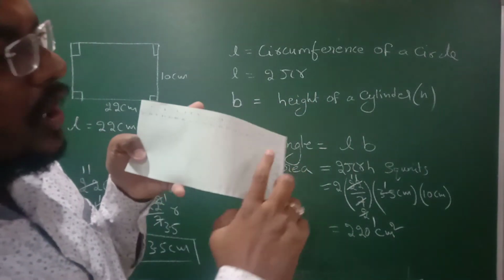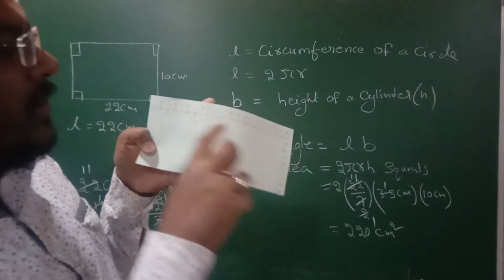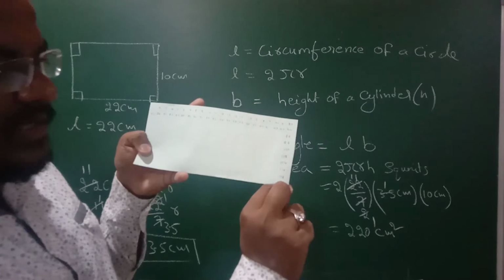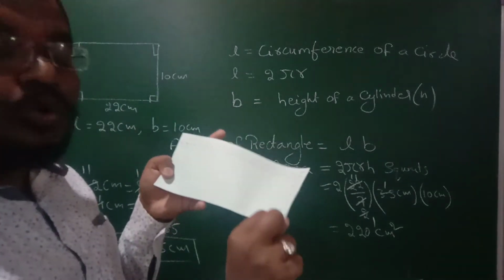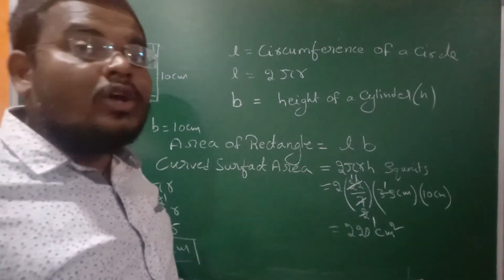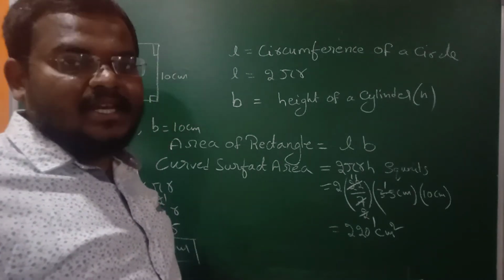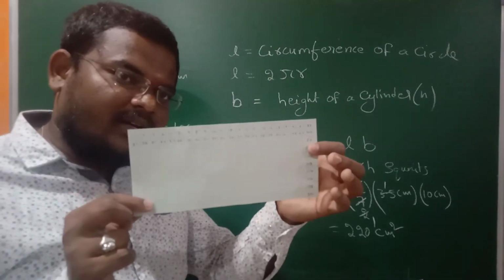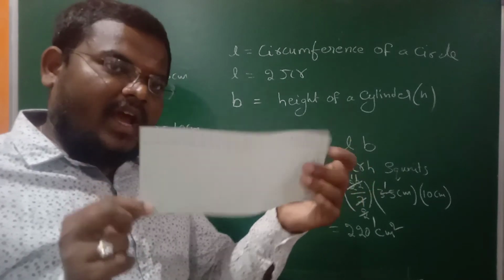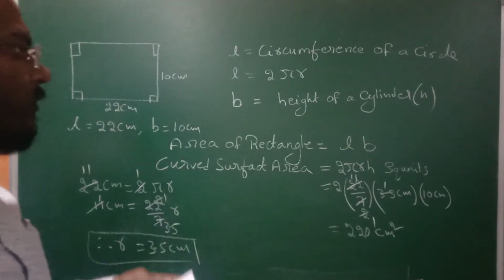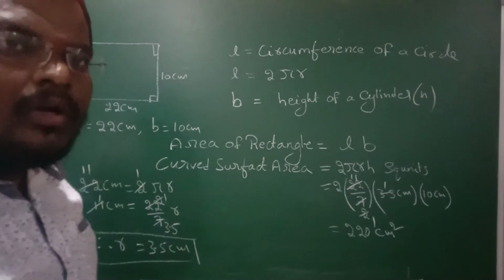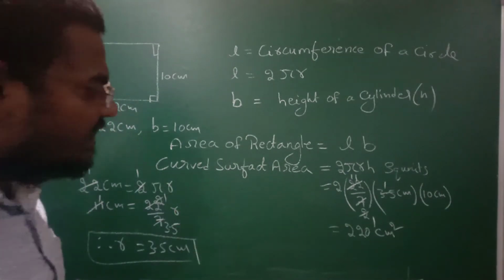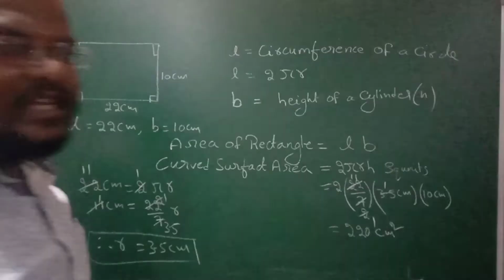As well as for this one also, you can see here, 1, 2, and so on up to 22, 23, 24, and so on up to here. Totally how many boxes do we have? Square boxes, 22 by 10, 220 square boxes are there. So 220 centimeter square is the area of this rectangular graph paper. We are making this into a cylinder, so the curved surface area of the cylinder is also 220 centimeter square.